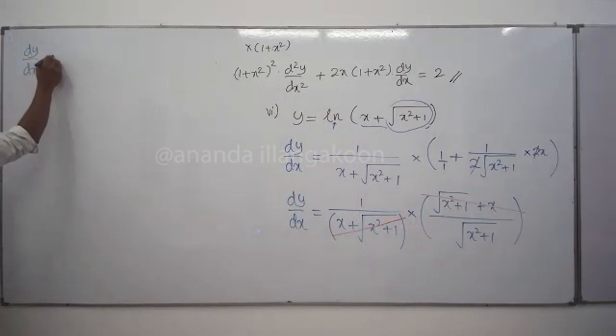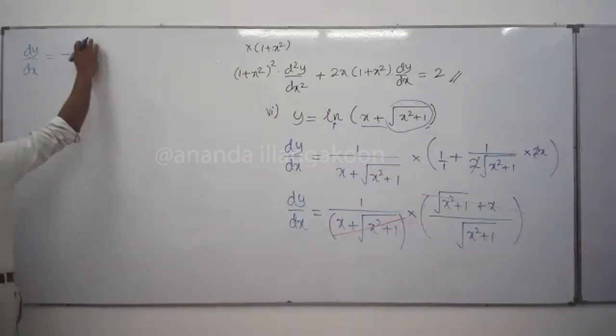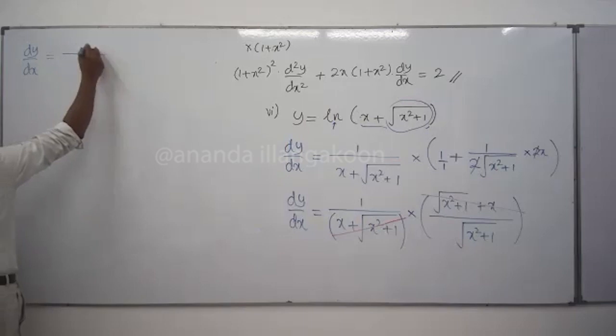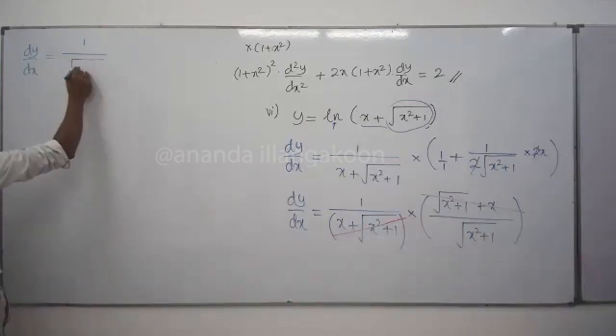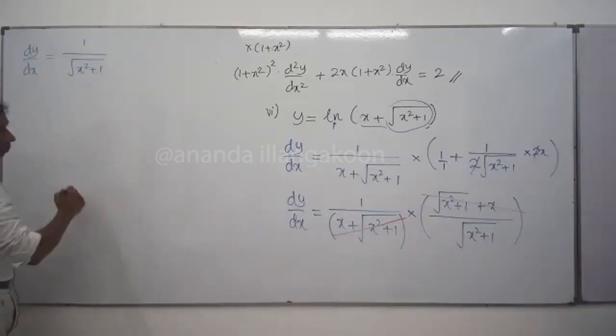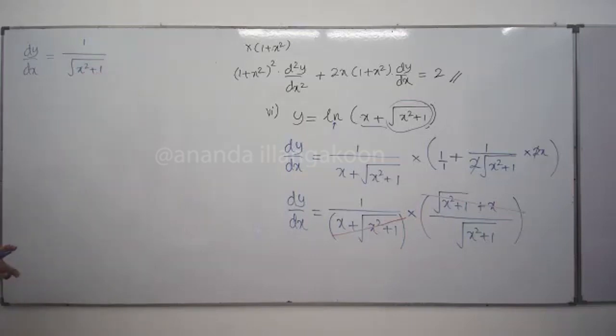dy by dx is equal to 1 over square root of x squared plus 1. Right now, we need to differentiate this once more.